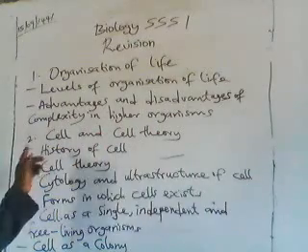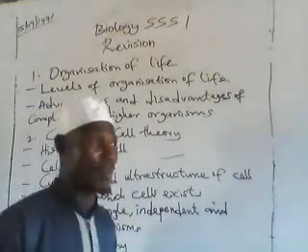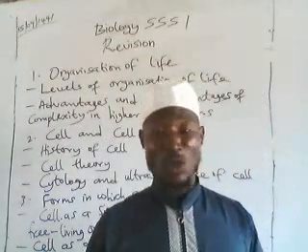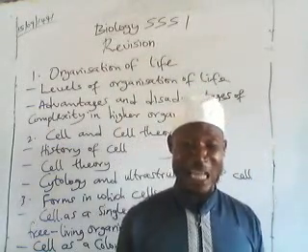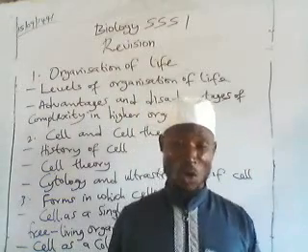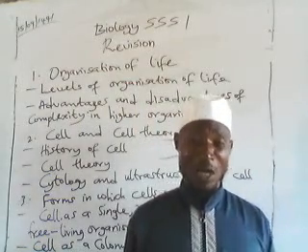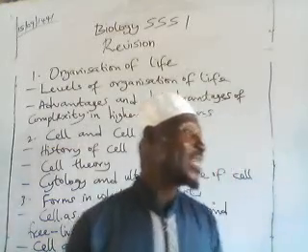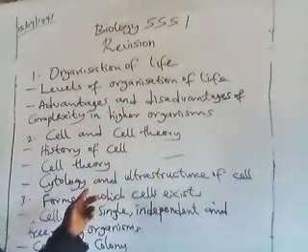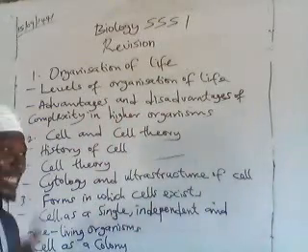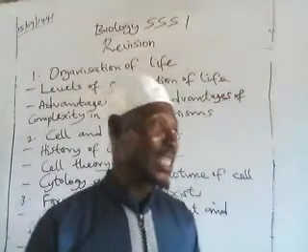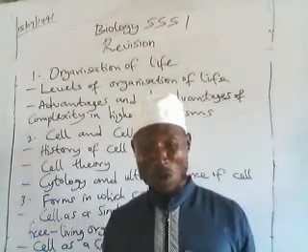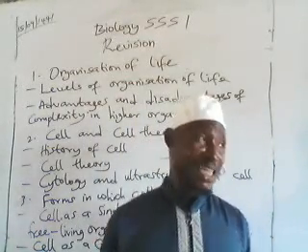Another thing that we discussed in the last term is cell and cell theory. Under cell and cell theory, we discussed the history of cell, that is, the scientists that propounded the cell theory. Among them is Robert Hooke, and the others are Matthias Schleiden, Felix Dujardin, Theodor Schwann, and Rudolf Virchow. Go and read the discovery of each of these scientists.